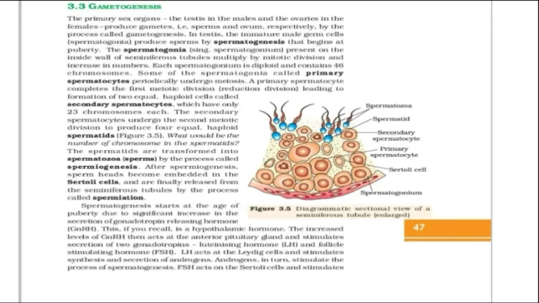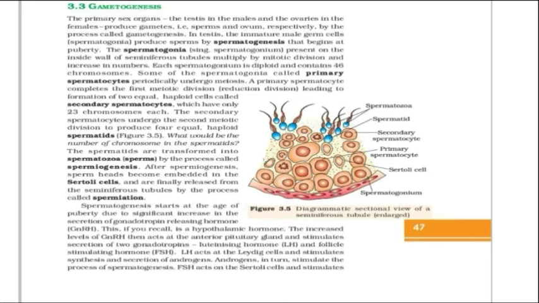Spermatogenesis starts at the age of puberty due to significant increase in the secretion of gonadotropin releasing hormone, GnRH. This, if you recall, is a hypothalamic hormone. The increased level of GnRH then acts at the anterior pituitary gland and stimulates secretion of two gonadotropins, that is luteinizing hormone LH and follicle stimulating hormone FSH.